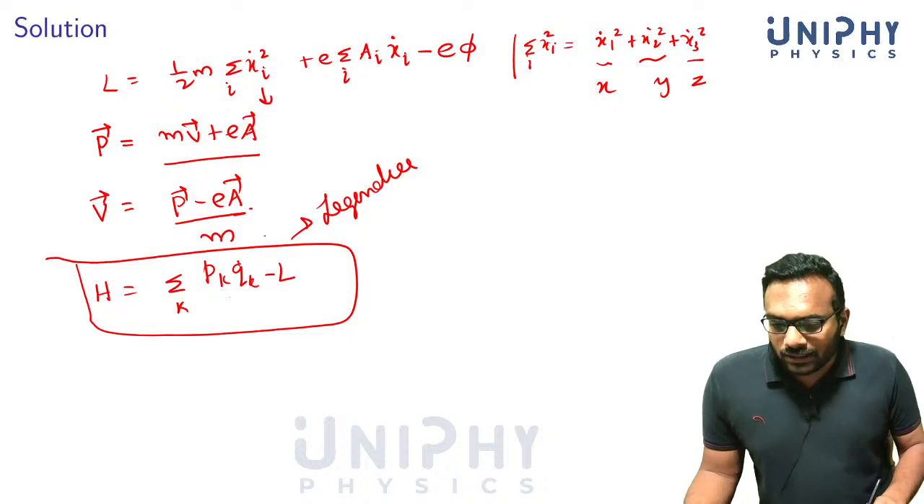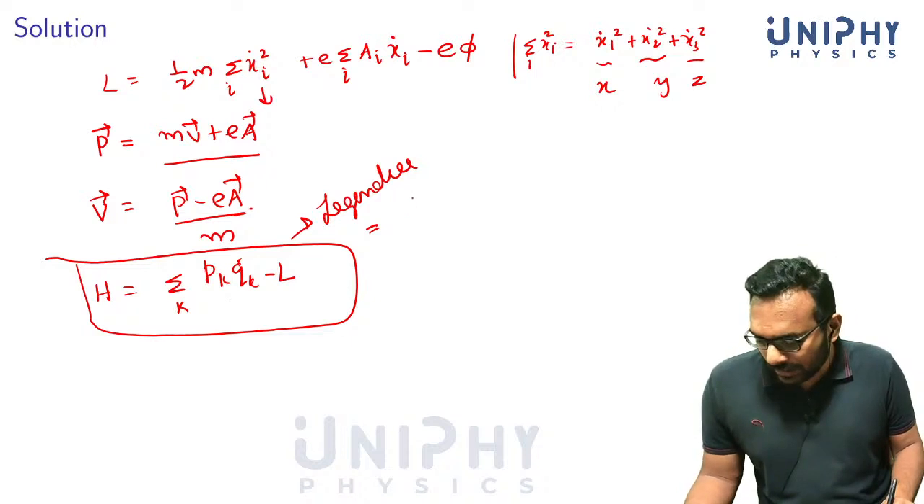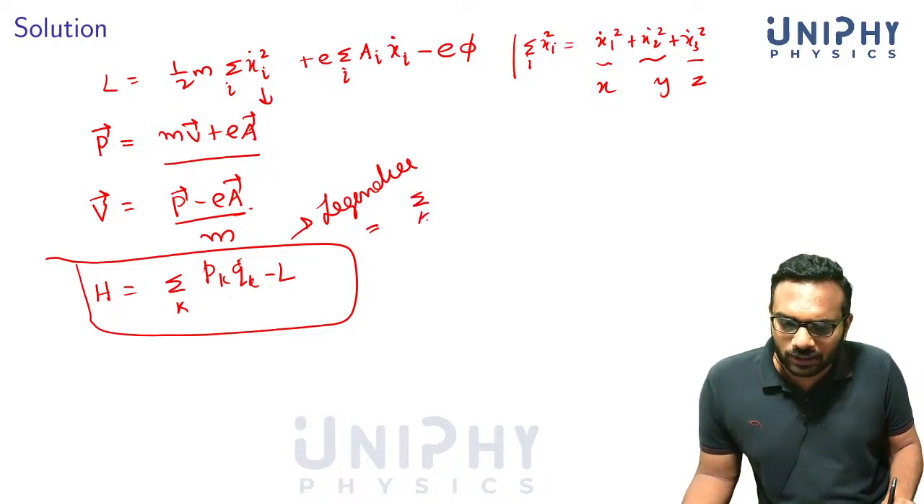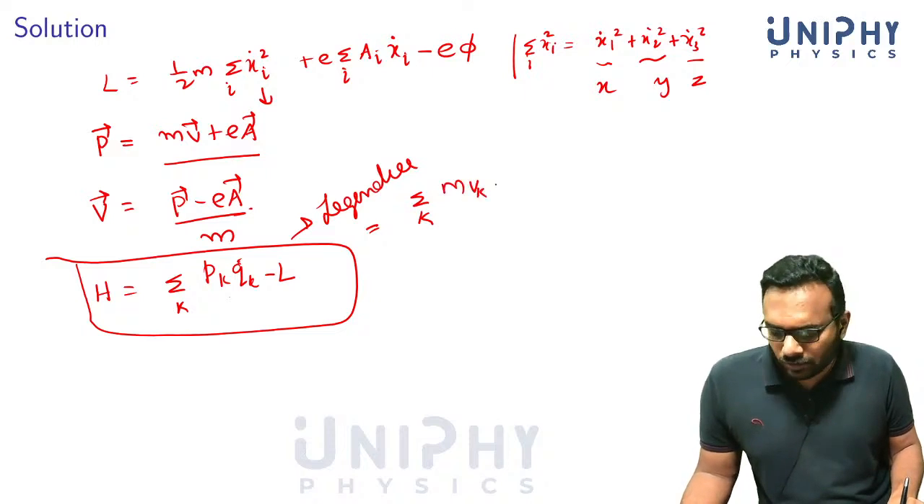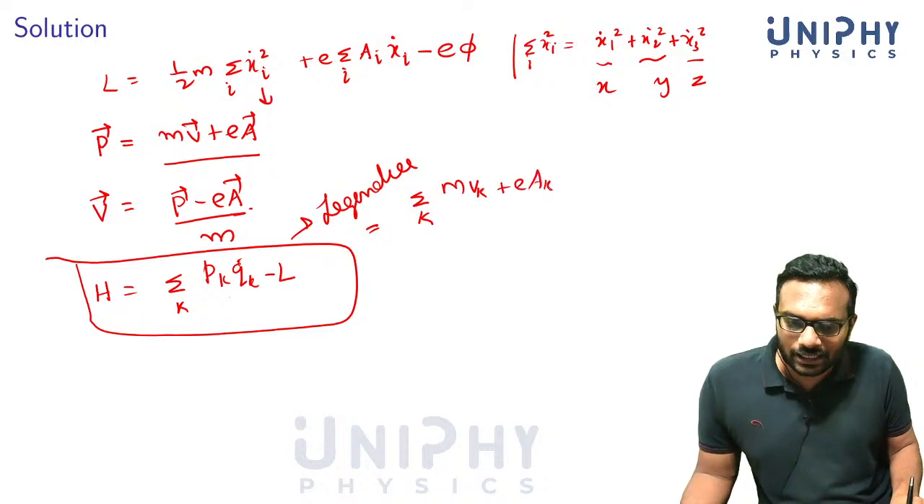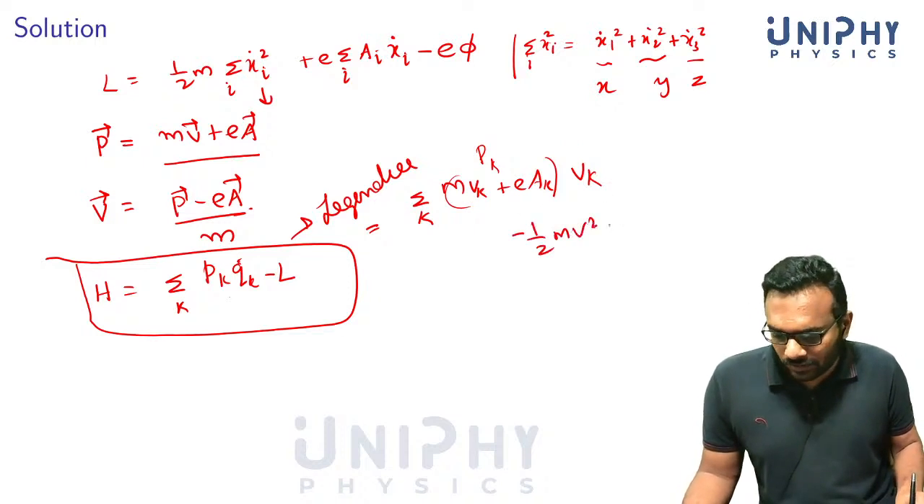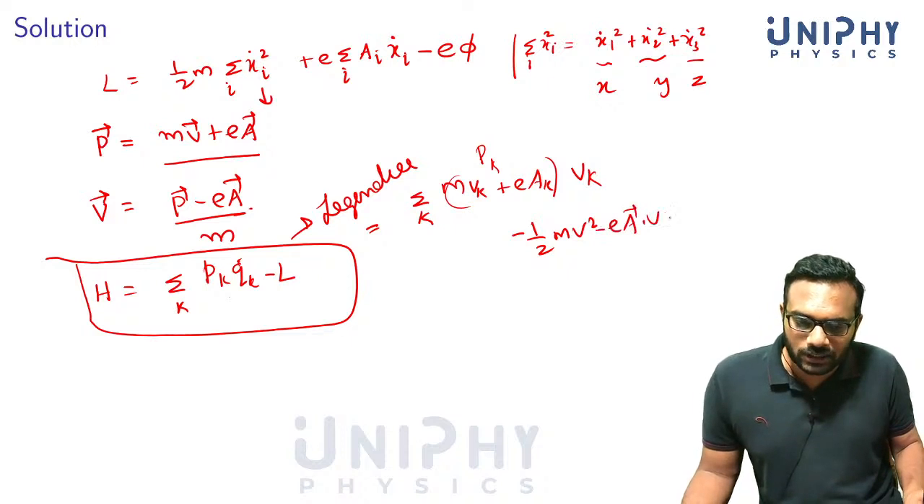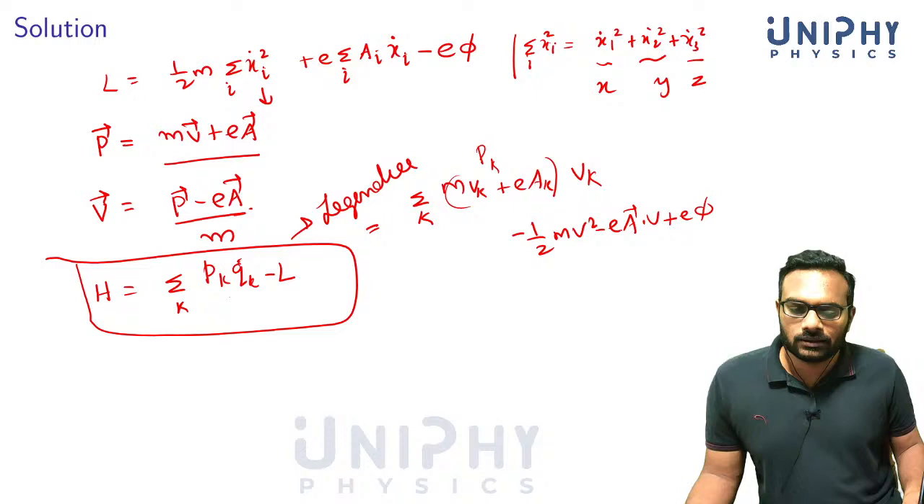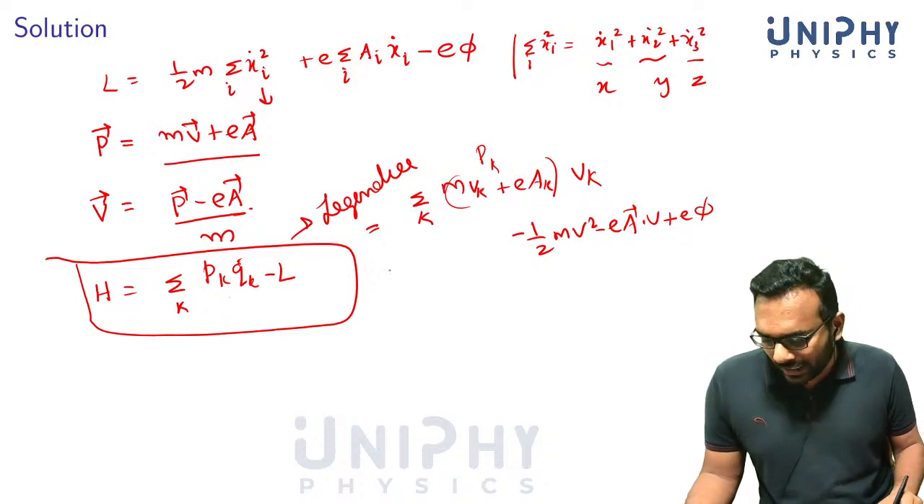Now if you do this, instead of q_k dot we simply write the summation over k of (m v_k, the kth component of momentum, plus eA_k) multiplied by v_k. This is just the kth component of the momentum. Instead of q_k dot we write v_k, minus half m v squared minus eA dot v plus e phi. Now it's just a matter of substituting it back.